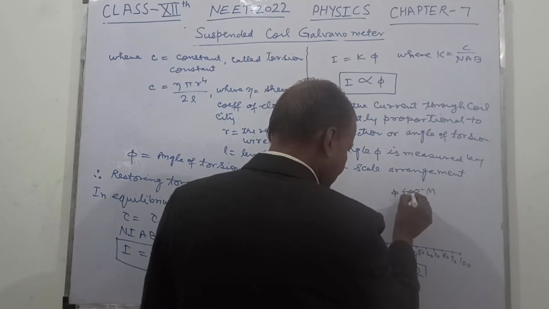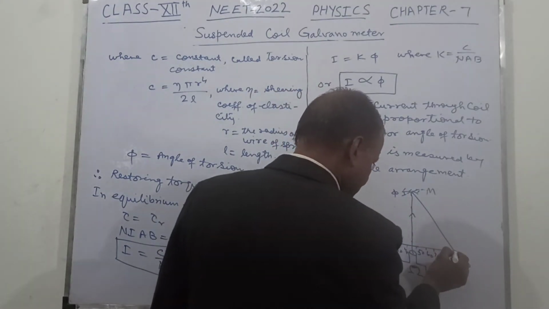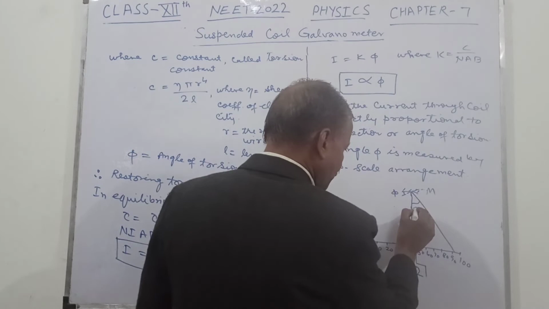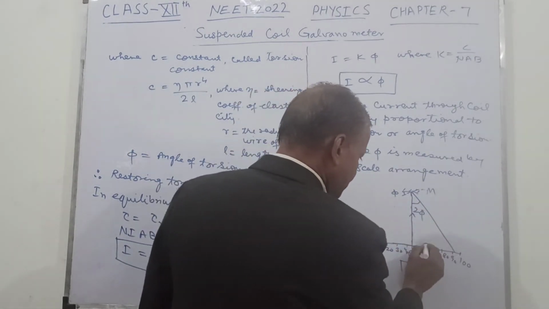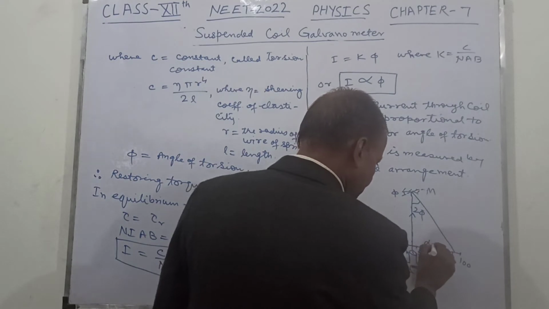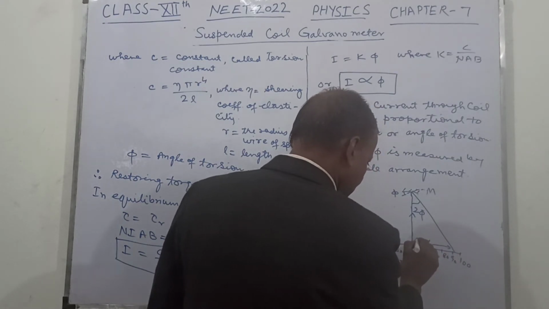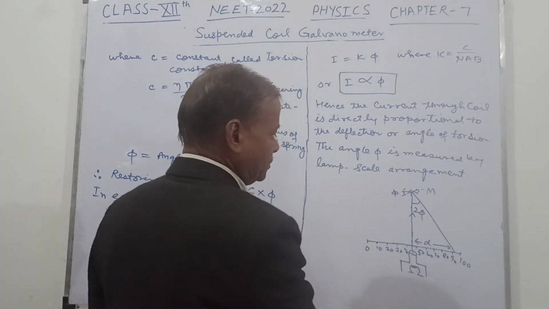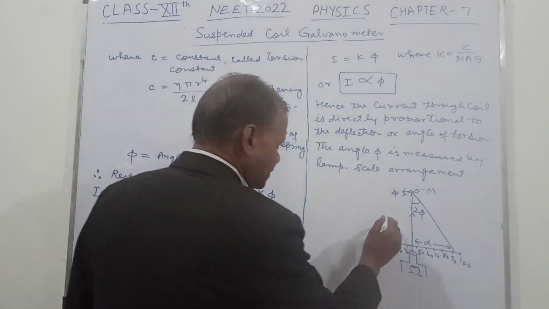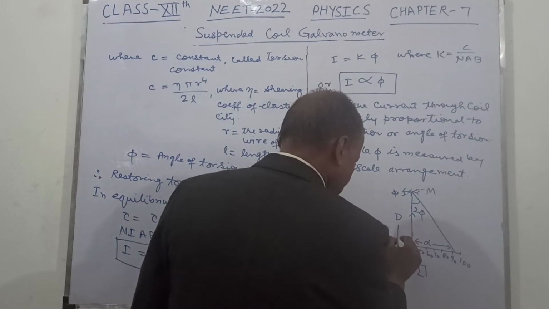Then the ray will be reflected like this. Then this angle is 2 phi. And let this deflection be equal to d. This is now a right angle triangle. So let this be equal to capital D.